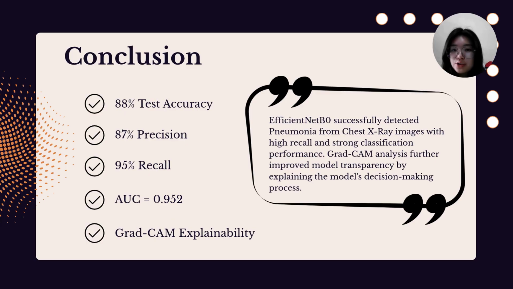In conclusion, for this project, our group has successfully developed a pneumonia detection system using transfer learning with EfficientNetB0. The final model achieved 88% test accuracy, 87% precision, 95% recall, and an AUC score of 0.952. The high recall is particularly important because it allowed the model to correctly identify most pneumonia cases while minimizing misdiagnosis. The Grad-CAM visualization also provided valuable insight into the model's decision-making process and helped identify potential shortcut learning behavior. Overall, the project demonstrates the effectiveness of deep learning and explainable AI for assisting pneumonia screening from chest X-ray images.